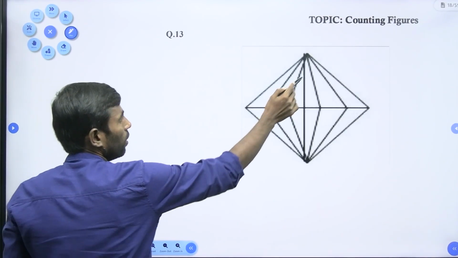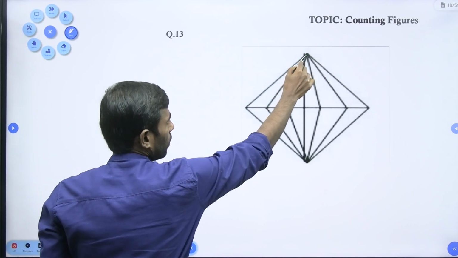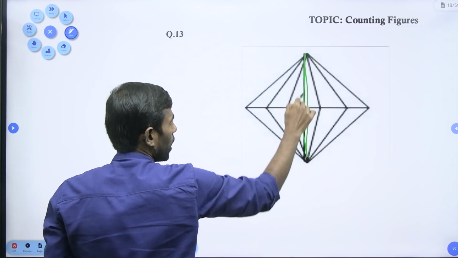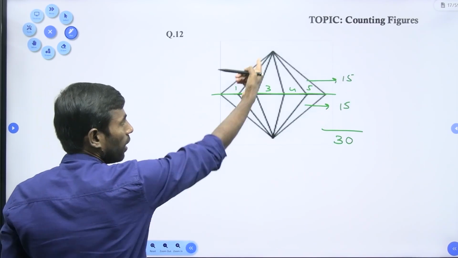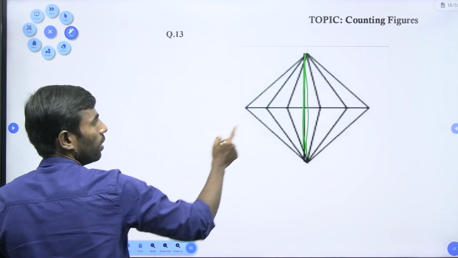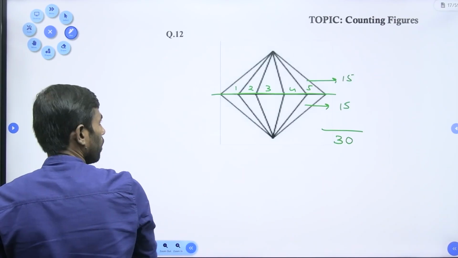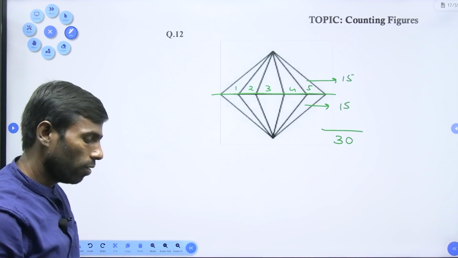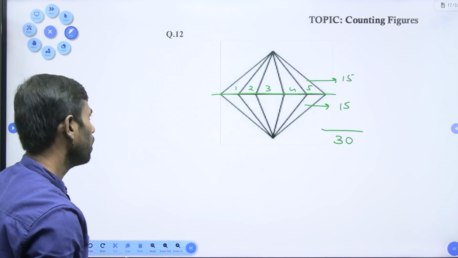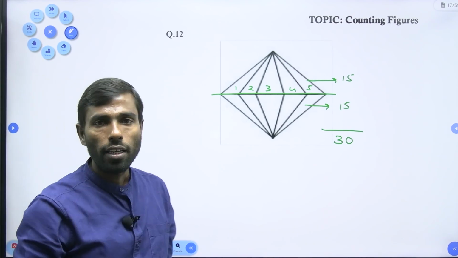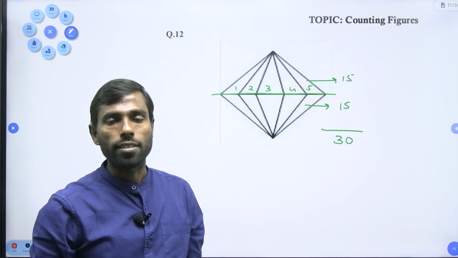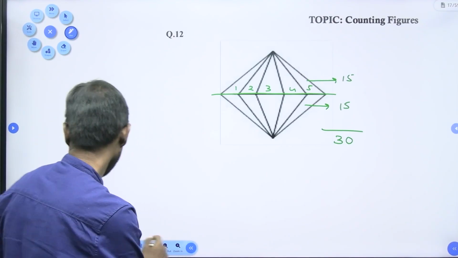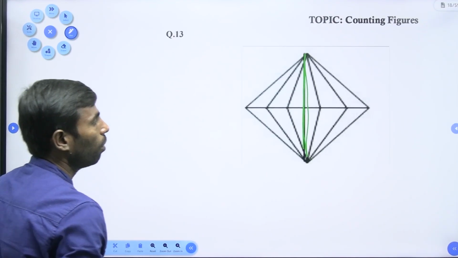In this figure, there is a straight line. In the previous figure, there is no straight line. In this figure, a straight line is there. See how it differentiates, how the number of triangles varies. From now on, you can see hidden triangles. Hidden triangles are combinations of triangles. From now on, we'll see combinations of triangles.